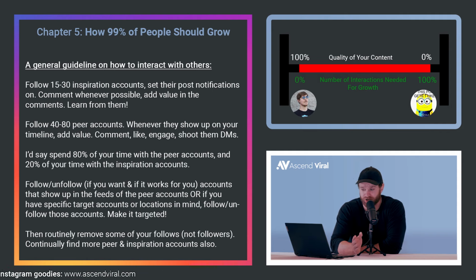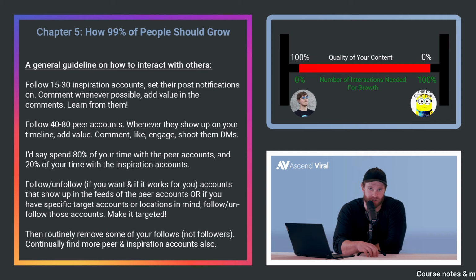Also, if you have 200, 300, 400, 500 peer accounts and inspiration accounts, great, that's fine. The numbers I gave here are really just the bare minimum. This strategy takes time, but this strategy has worked consistently on Instagram for years now. Over time, you'll force yourself out of your comfort zone. You'll meet a lot of peer accounts that post great content.